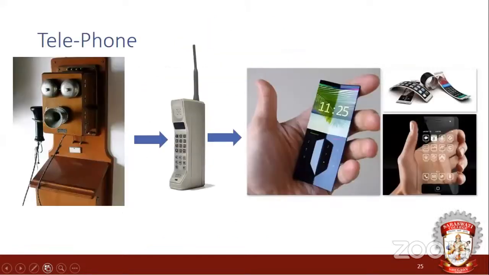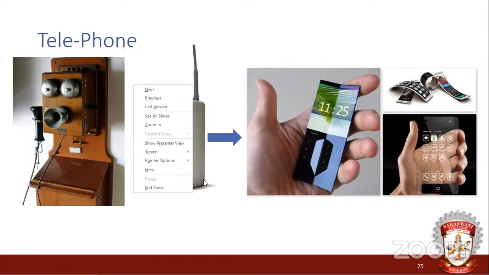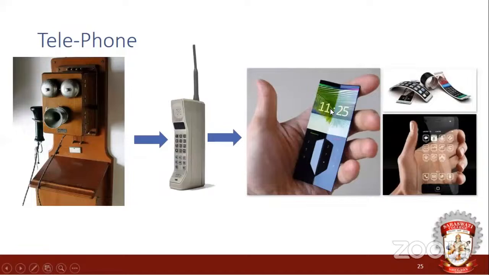Now let us see the transition that has happened in different things, from the telephone to the smartphone. This was the first model of the telephone, and now you reach a certain level where you have telephones like this, and very soon we'll have a telephone like this in our hand, maybe five years down the line. To some extent they are becoming reality.